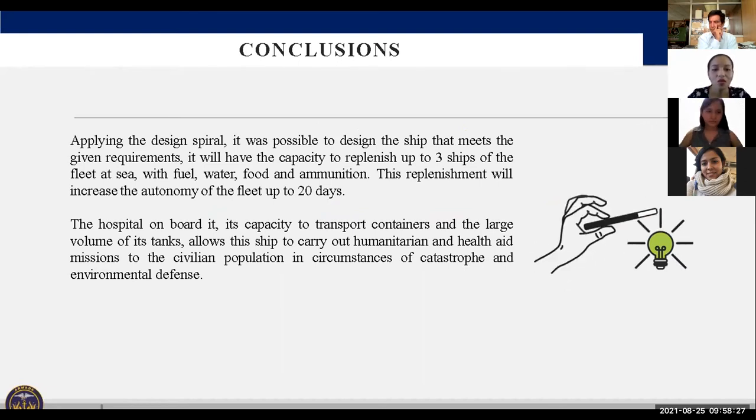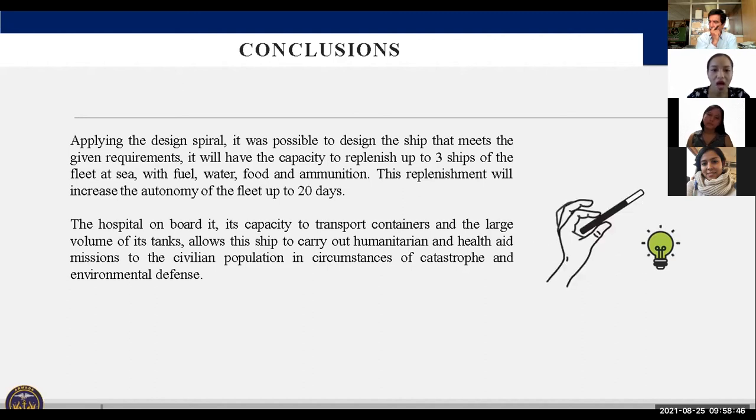Conclusion. It was possible to design the ship that meets the given requirements. It will have the capacity to replenish up to 3 ships of the fleet at sea with fuel, water, food, and ammunition. This replenishment will increase the autonomy of the fleet up to 20 days. The hospital on board, the capacity to transport containers, and the large volume of its tanks allow the ship to carry out humanitarian and health aid missions for the civilian population in circumstances of catastrophe, and environmental defense.